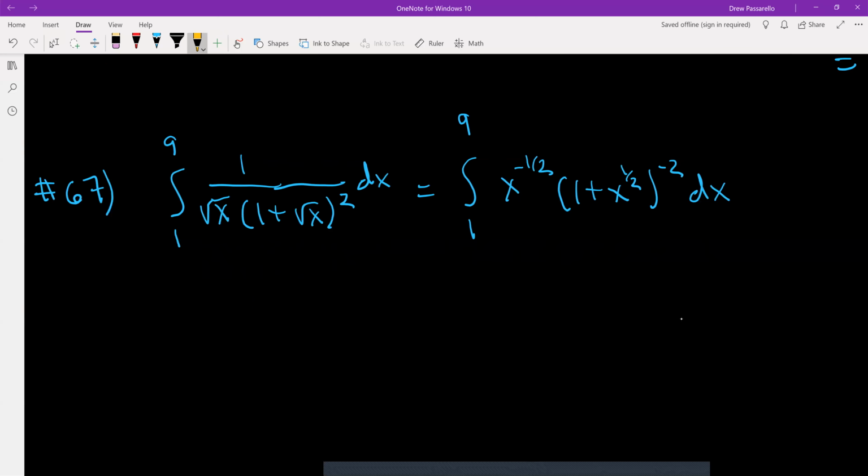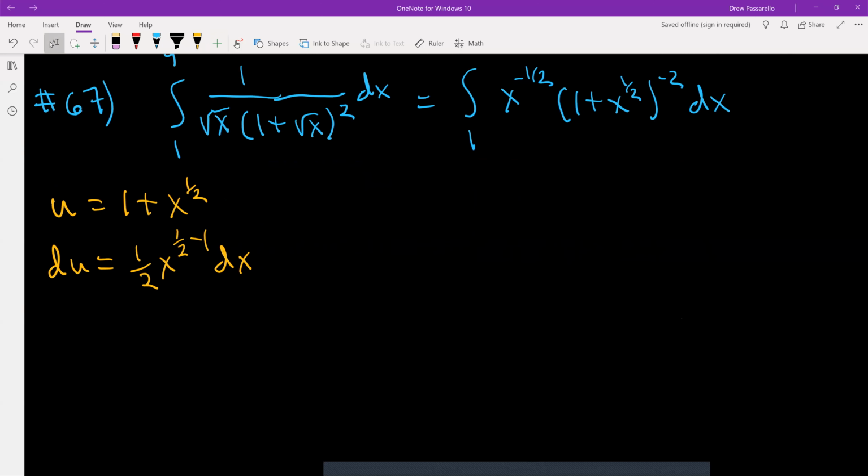All right, so I rewrote the problem like this, so you'll see why we're going to do the substitution. I'm going to let u be the stuff in parentheses, 1 plus x to the 1/2. So du: well, the 1 goes away because that's a constant. X to the 1/2 changes into 1/2 x, and you do 1/2 minus 1, and then dx. 1/2 minus 1 is negative 1/2. So I have the x to the negative 1/2, and I have the dx.